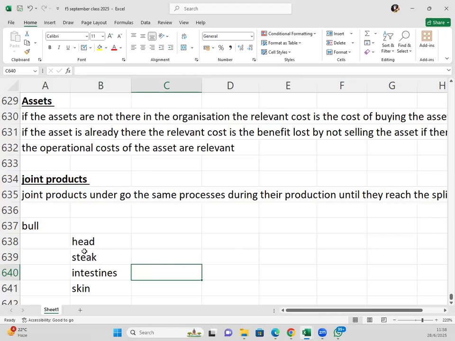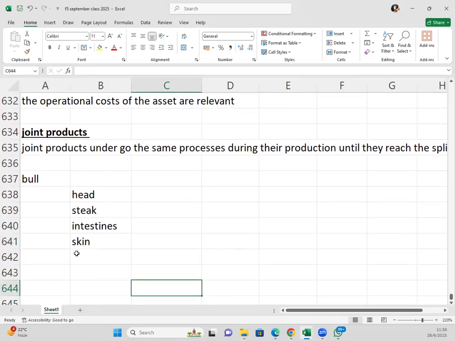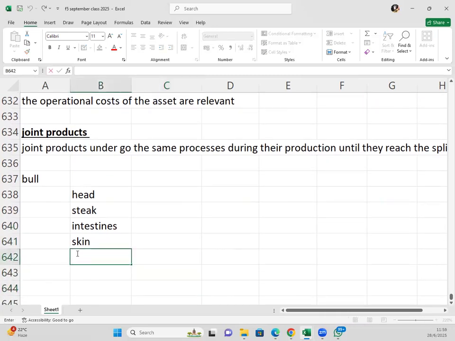So during the growth of the bull, these were joint products. They were joint, indeed it was one product. So they were incurring costs as joint products. Then after they reached the split up point, we now have to separate these products, and each product is going to be recognized on its own. So also we have, besides the head, the steak, the intestines, we also have the byproduct.